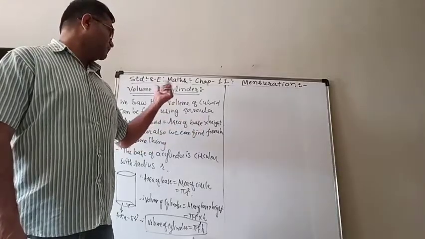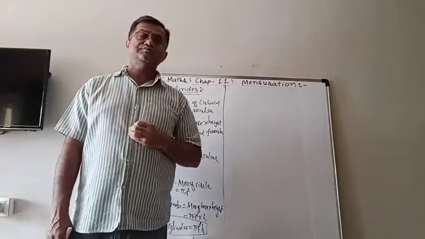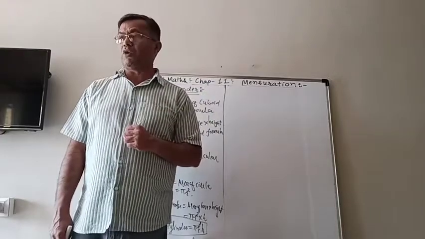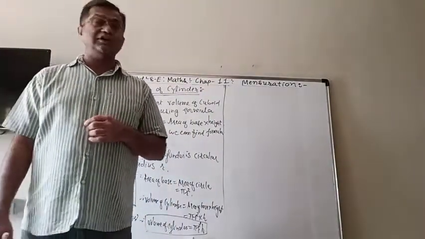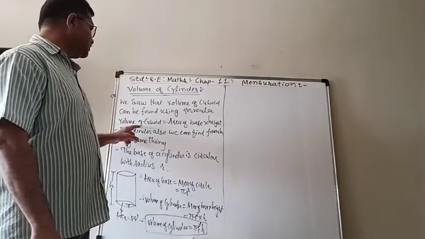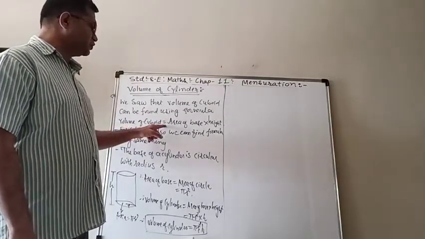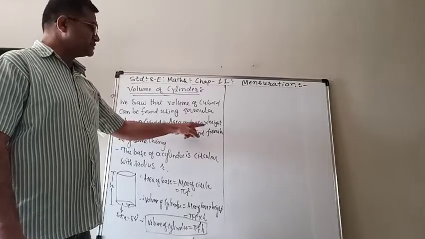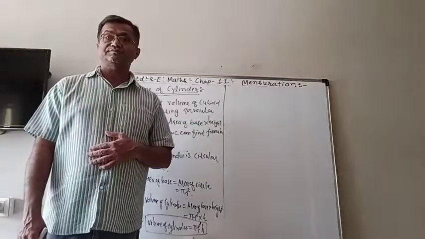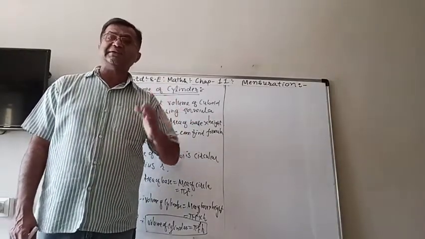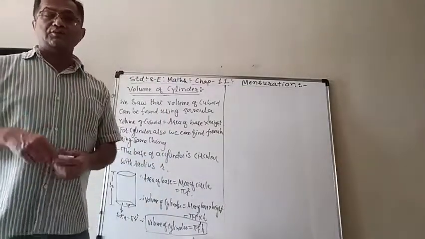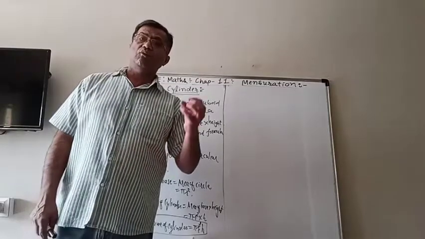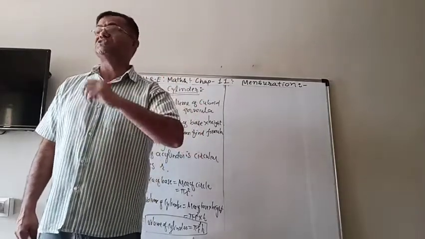Now in the beginning, when we find out the volume of the cuboid, we introduce a formula. What is the formula for that? The volume of a cuboid is equal to area of base multiplied by height. Now the same criteria we can use to find the formula of volume for a cylinder.